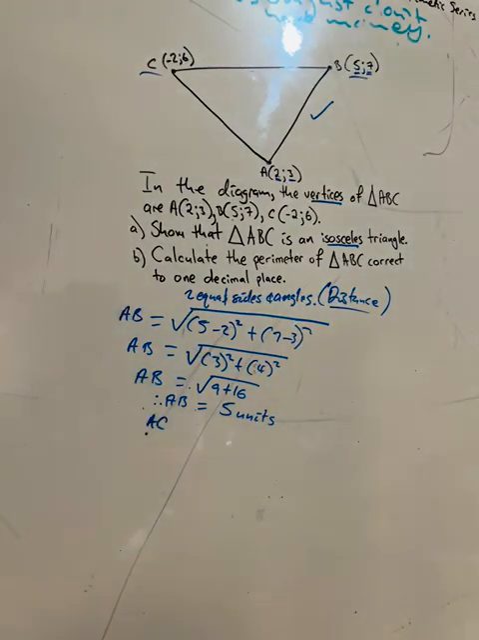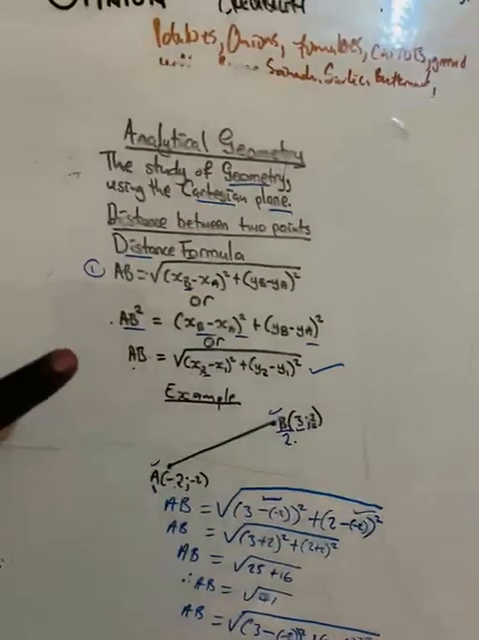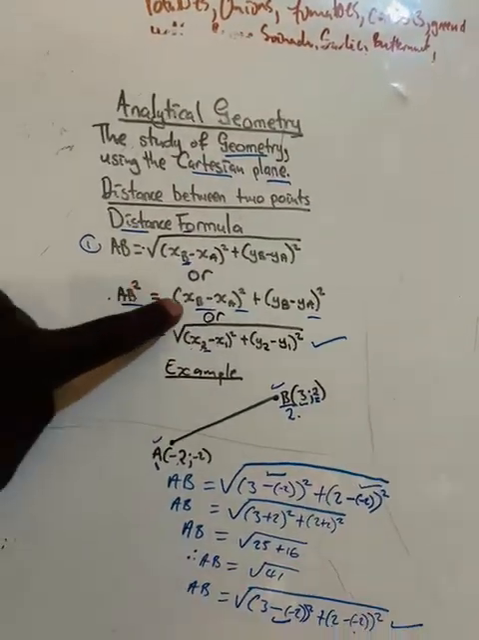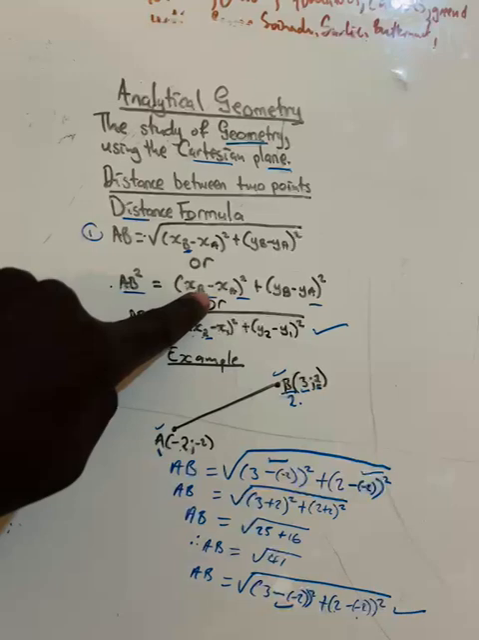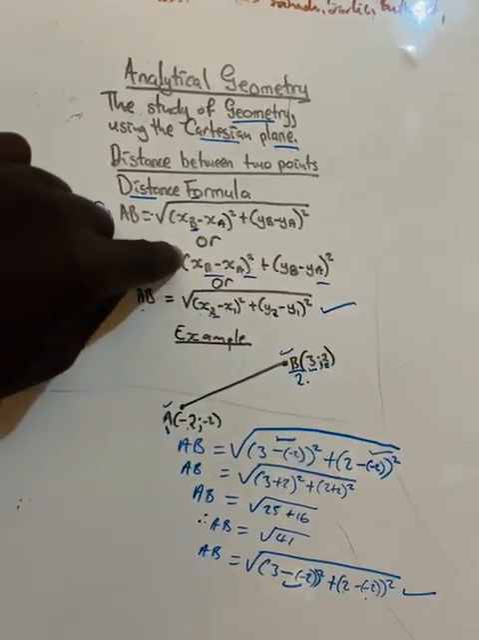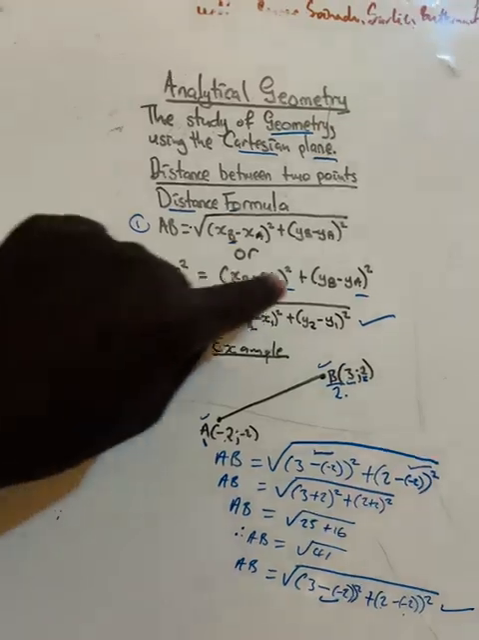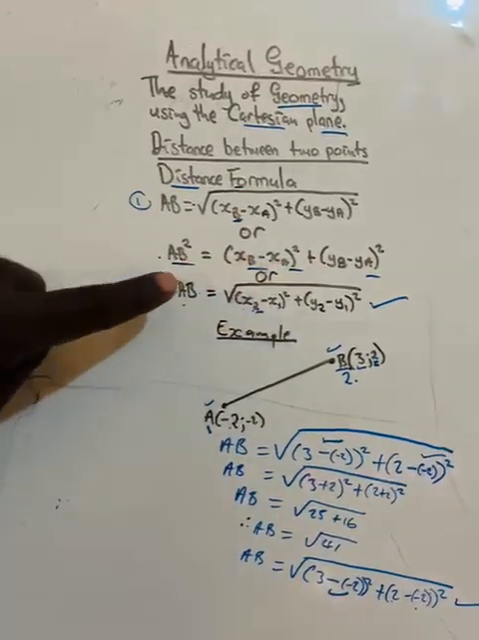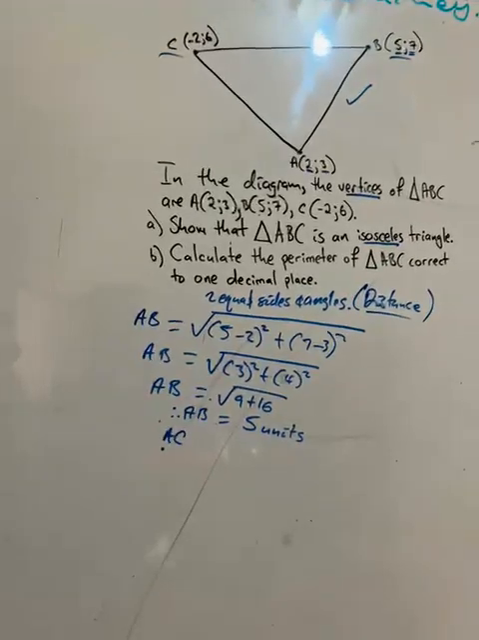Now, remember, I said to you that we've got another variation, which is AB squared is equal to, open bracket, XB minus XA squared plus this one. And here there is no square root. So in order for us to use this formula and for you to know this formula, that's what we're going to use. So here we are now going to use what?